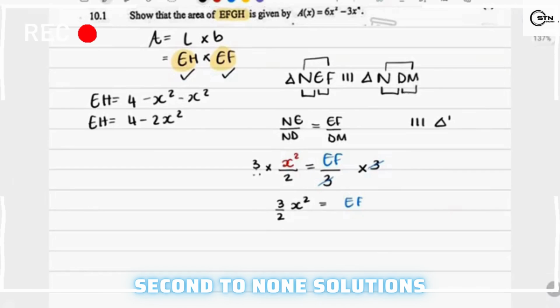We can go ahead and use this now. So again, we're saying that the area is equal to EH, which we know is that, times EF, which we know is that. Because this is one term, I'll write it first. That's x squared being multiplied by something that has two terms. So you need to use brackets so that it can multiply into both terms. So that's 4 minus 2x squared.